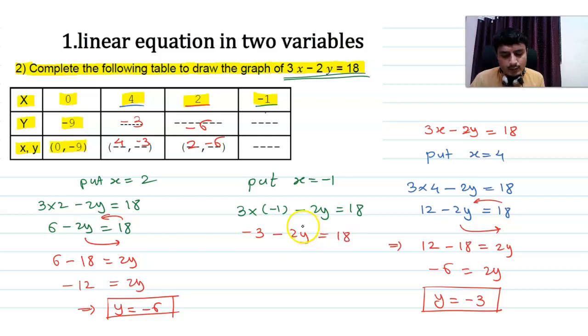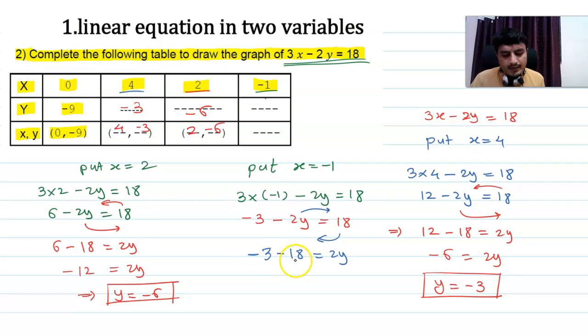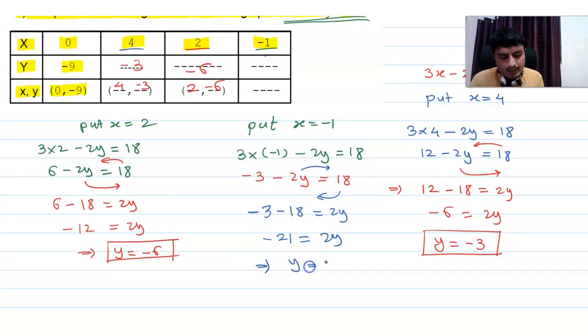Again the same thing, shift minus 2y from LHS to RHS and 18 from RHS to LHS. We are getting minus 3 minus 18 equals positive 2y. Now minus 3 minus 18 is minus 21, which equals 2y. Now divide both sides by 2, we are getting the value of y is minus 21 divided by 2. Let's divide 21 by 2. We are getting minus 10.5 as the value of y.